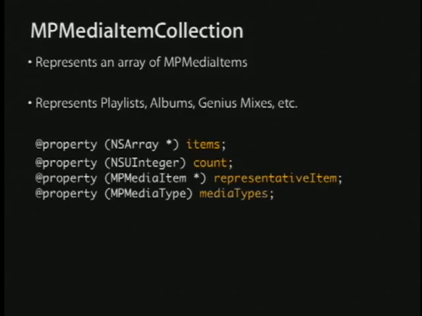You can ask for something called the representative item. If you get a playlist that's a Genius playlist, the representative item would be the song that was used to create that Genius playlist. For an album it might return the first item, and for a playlist it might return the first item. But there's some smarts in there to know which MP media item represents this collection. And because it's an array of MP media items, it may have one or more media types, so it'll return this enum to you. It's actually a bit field mask.